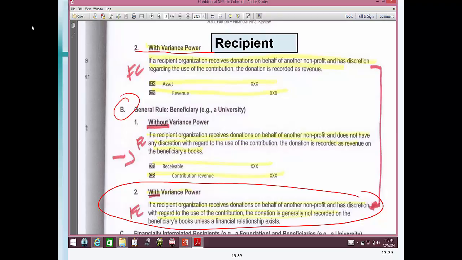Okay. United Way is not a captive intermediary, not a captive recipient. They're sort of independent, aren't they? Okay, good.